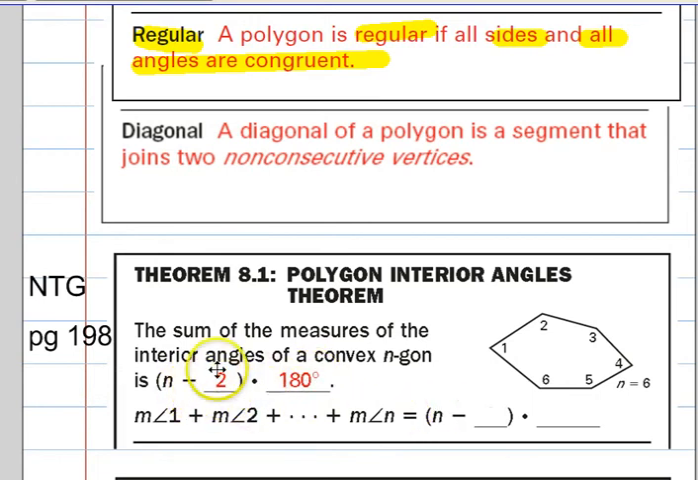So if a triangle has 3 sides, then 3 minus 2 times 180 is the angle sum. A quadrilateral has 4 sides. 4 minus 2 is 2 times 180 is 360, and so on. So we subtract 2 from the number of sides and multiply it times 180 to be able to get the total sum of the interior angles of a polygon.